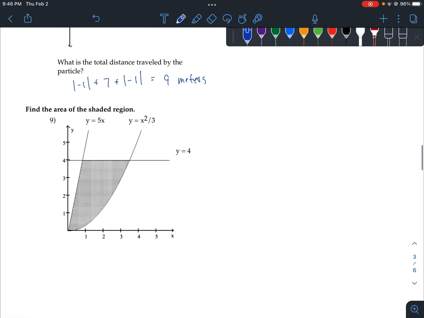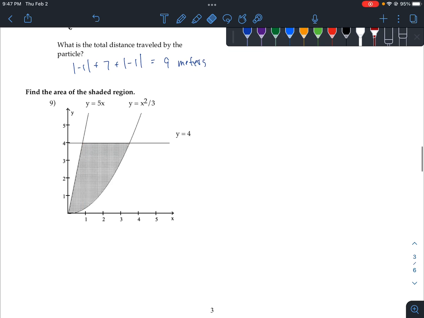Let's jump down to number 9. So find the area of the shaded region. So we've got 3 different curves happening here. We got y is equal to 5x, y is equal to 4, and y is equal to 1/3 x squared. So if we're going to find the area of this region, we're going to have to split this up. So the first thing that we need to do is find where these curves are intersecting.